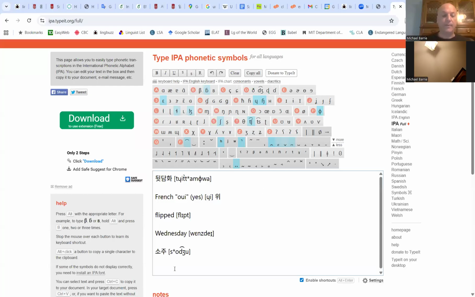Okay, and let's try another one. Famous example of a word that is not pronounced as it's spelled. So, jjajangmyeon. This is pronounced as though it's sangjeot. Jjajangmyeon.